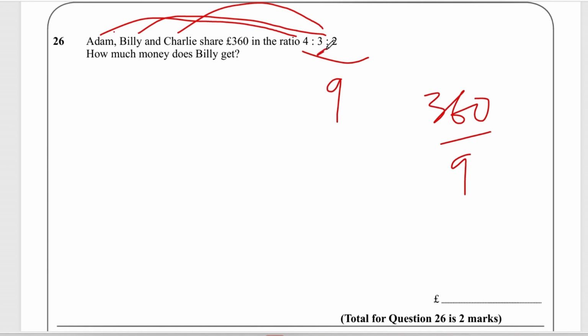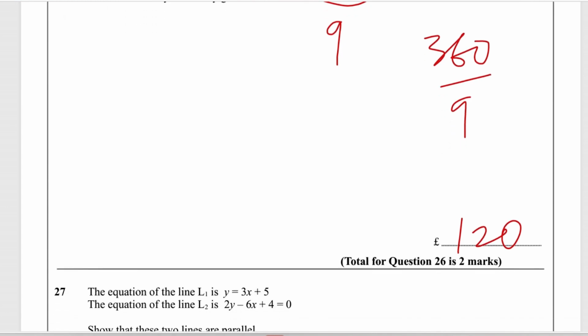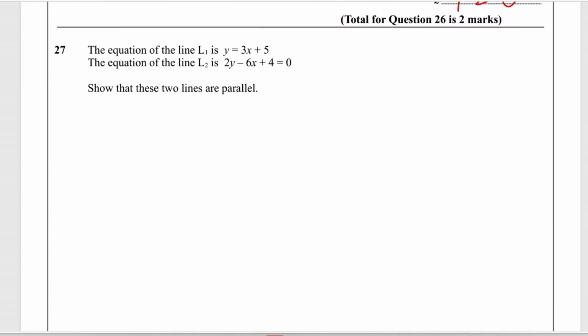Now Billy is going to get 3 parts, so you do 3 times 40, which is 120. Okay, so we move to the next one.